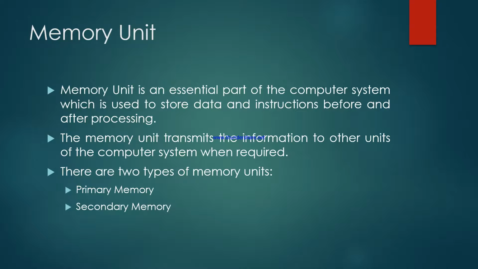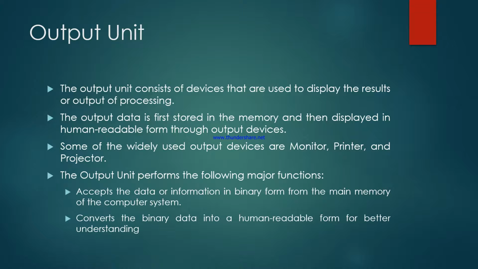And a very important part of the computer is also the memory unit. The memory unit is an essential part of the computer system, which is used to store the data and instructions before and after the processing. The memory unit transmits the information to the units of the computer system when required. There are two types of memory units. One is primary memory and another one is secondary memory. The primary memory is also called random access memory, and secondary memory, or auxiliary memory, is comparatively larger than the primary memory.